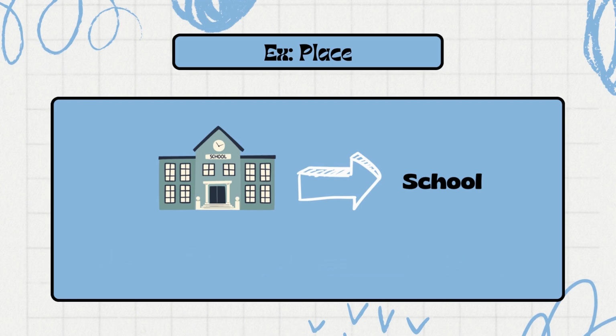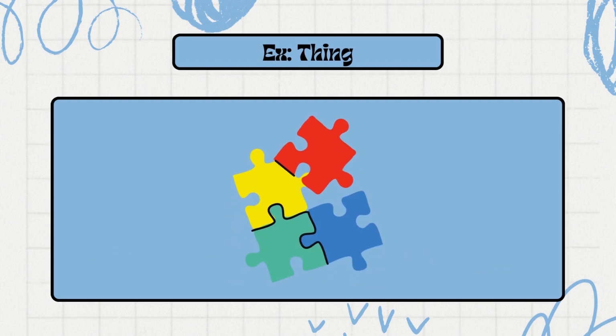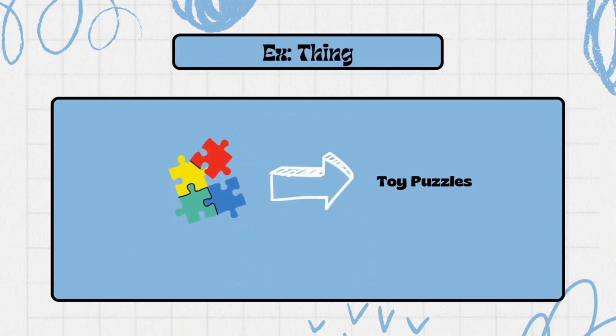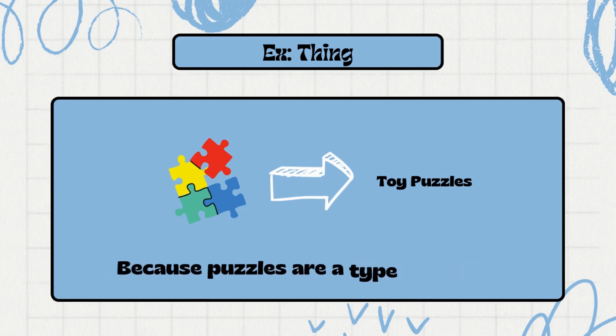So now we're going to go over the example thing. This image right here. What is this image? This image is puzzles. Toy puzzles. And our question for this is, why would this be considered a thing? This will be considered a thing because puzzles are a type of object. Puzzles are an object.